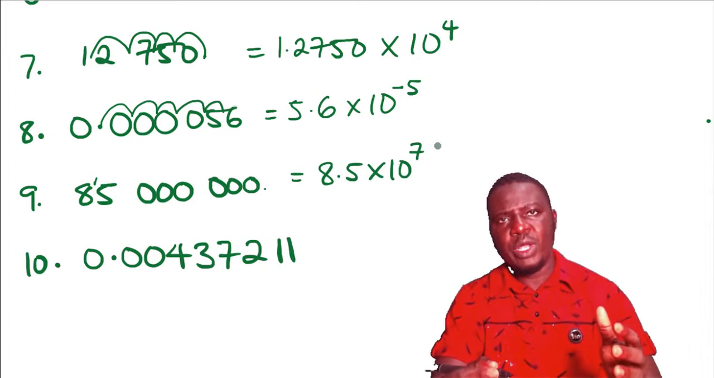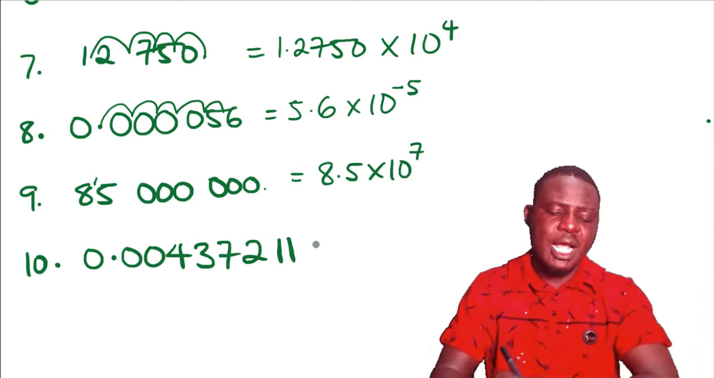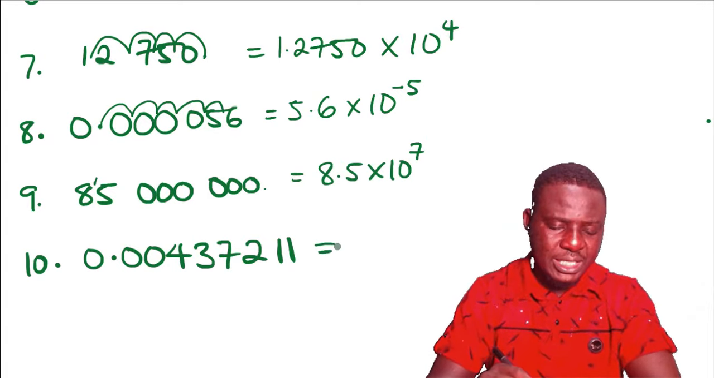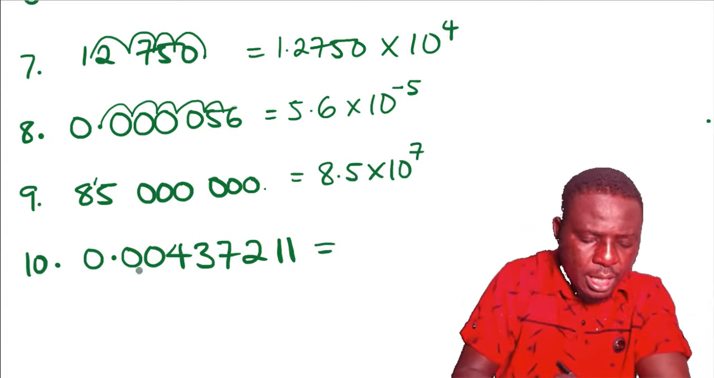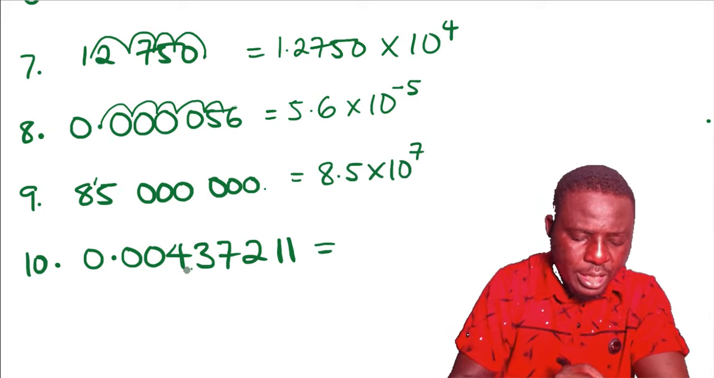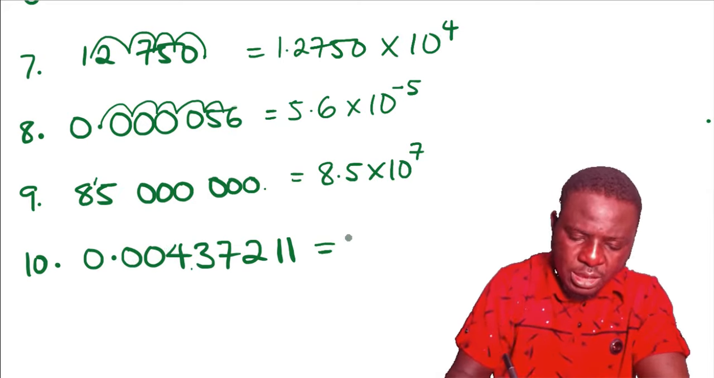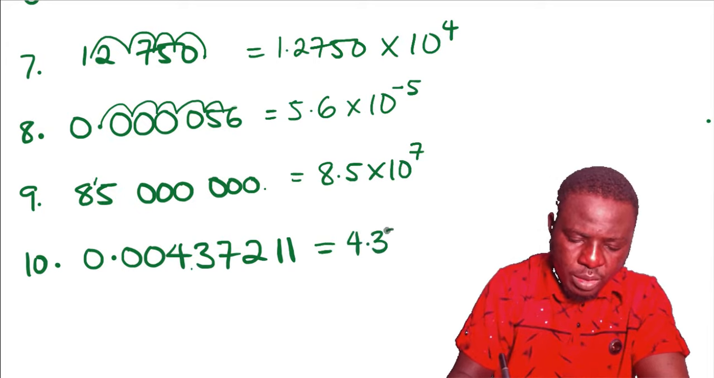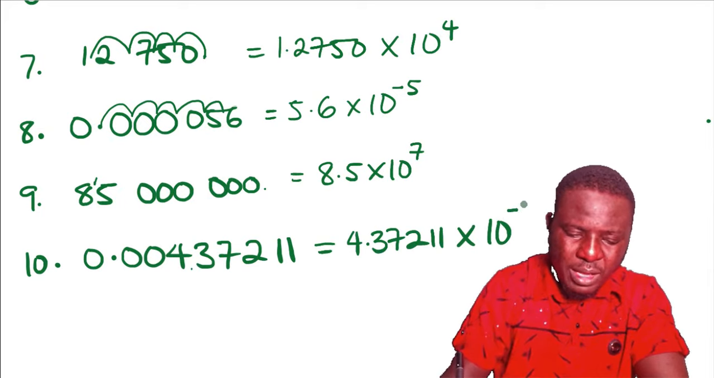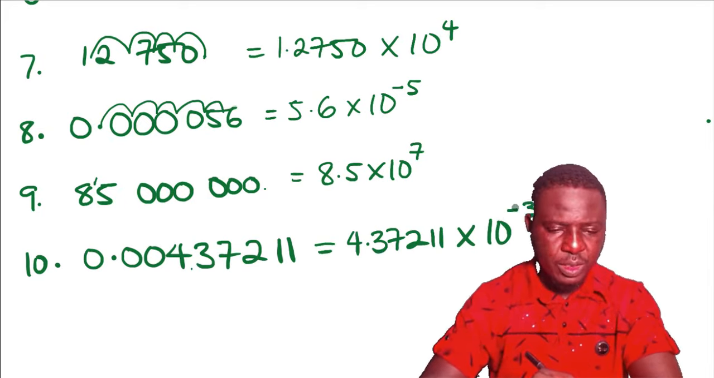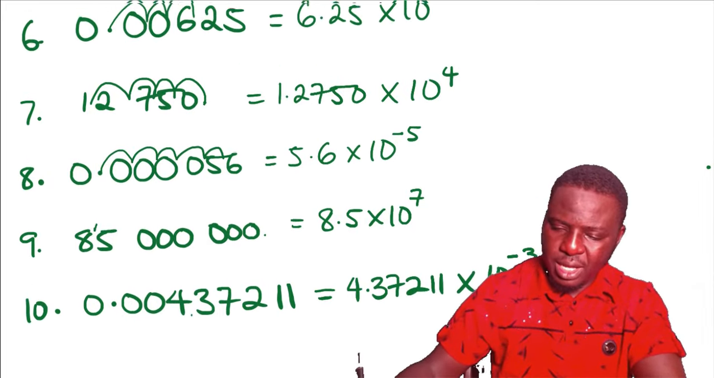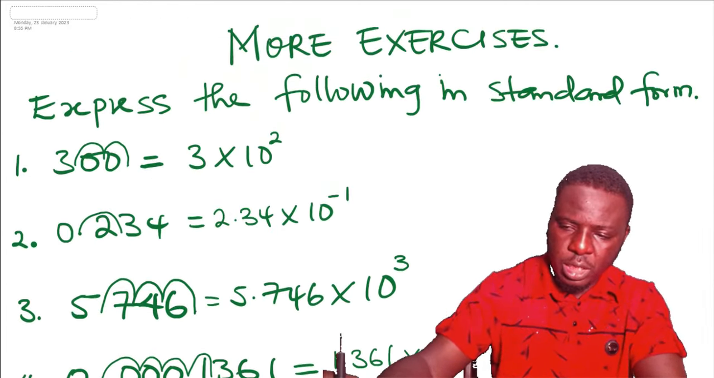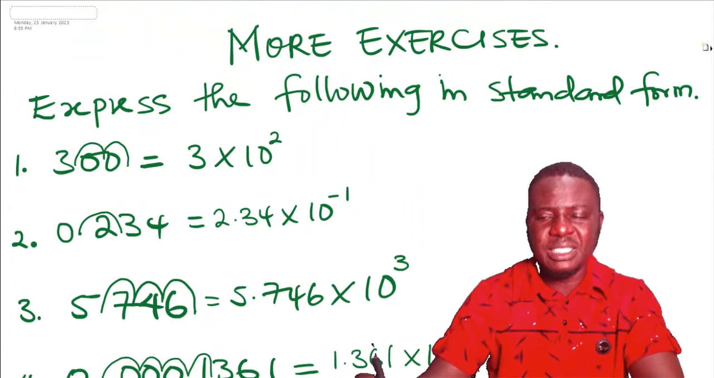There are various ways in which you can solve this, which I'm exposing to you right now. For this, the decimal point will fall in here. So how many digits do I have before that point? This becomes 1, 2, 3. That means I have moved it 3 times, and this becomes 4.37211 times 10 raised to the power of negative 3. So these are exercises on how to express numbers in standard form.